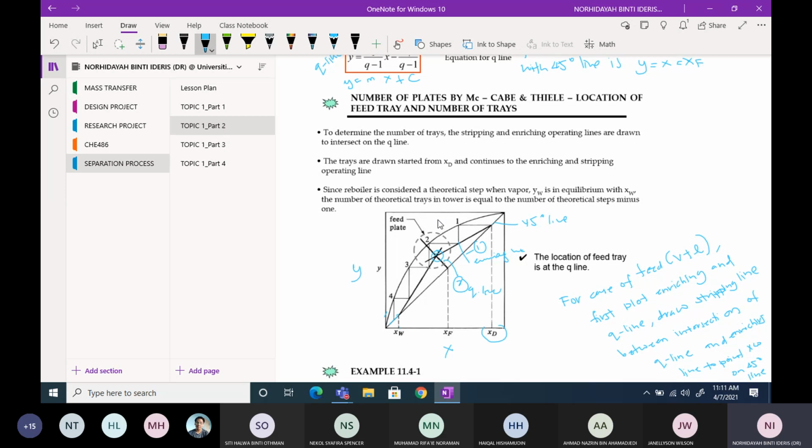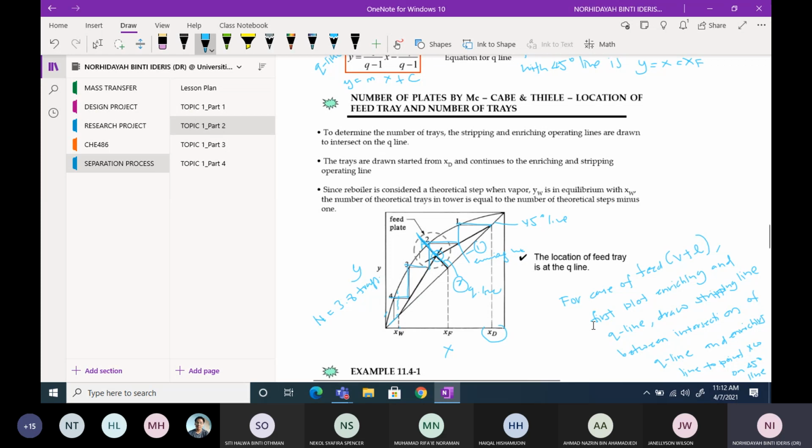So how do you determine the number of stages required? It starts from here, from xD. So you have 1, 2, 3, and 4. If you can see xW is here, so approximately in this case your N is about maybe 3.8 trays. Where is your feed tray? You need to see here, at this part, so approximately at feed plate number 2. Here, the q line, feed number 2.